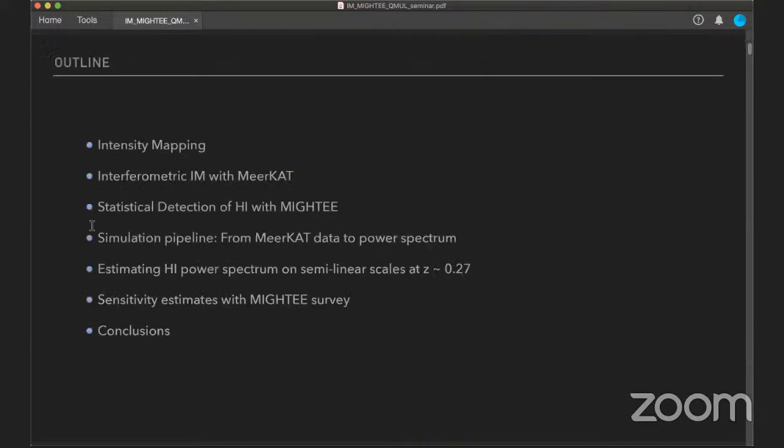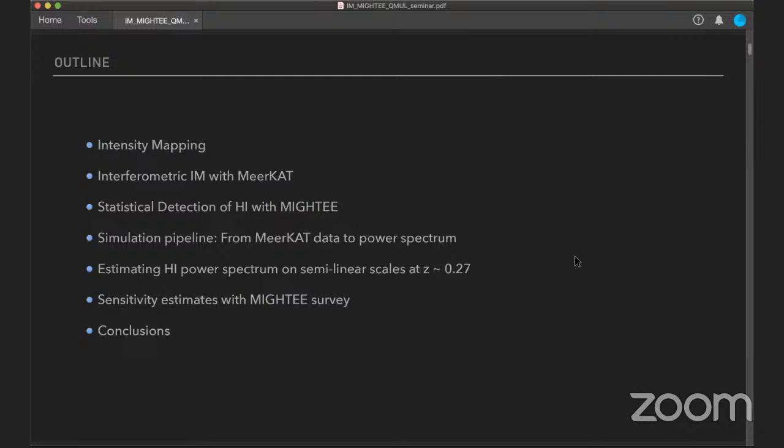So just to give a brief outline of the talk. First I'm going to briefly give an introduction to intensity mapping, what it is and what the goal of intensity mapping is. And then I'm going to talk about interferometric intensity mapping with MeerKAT, and then the statistical detection of H1 with the MIGHTEE survey, how we use the MIGHTEE data for our interferometric intensity mapping experiment. And next, I'll talk about the simulation pipeline that we have developed recently.